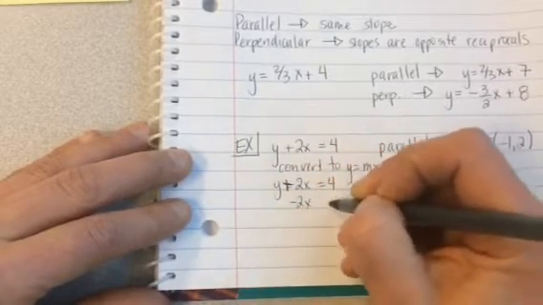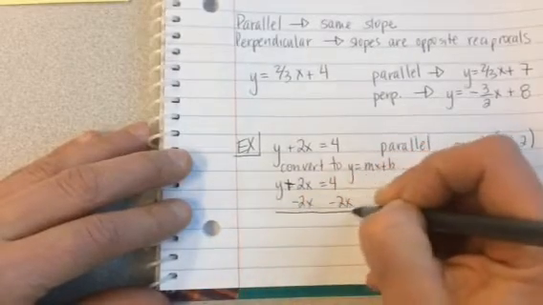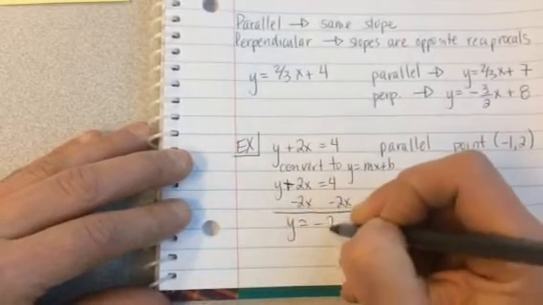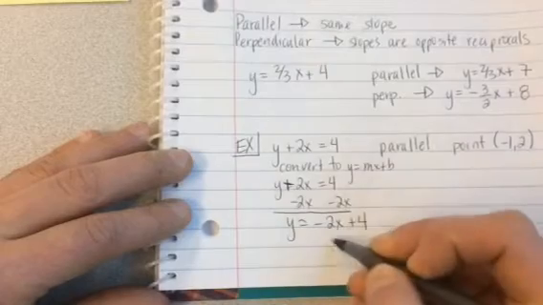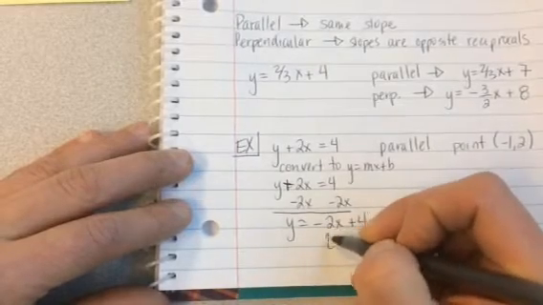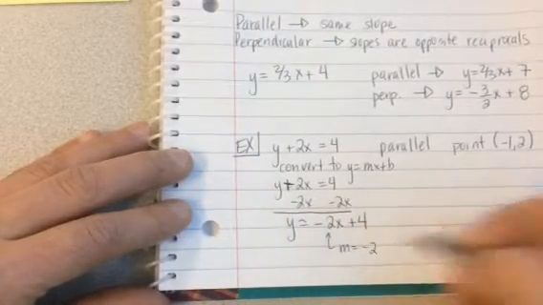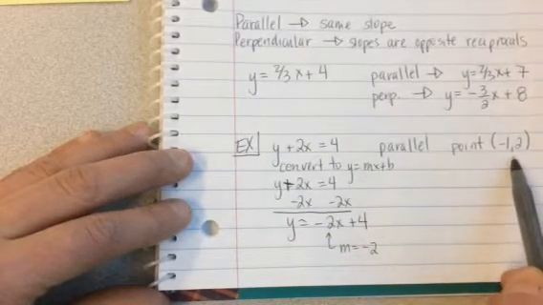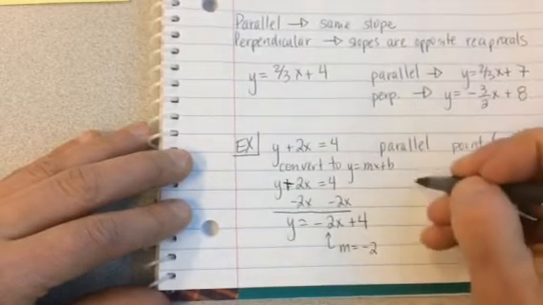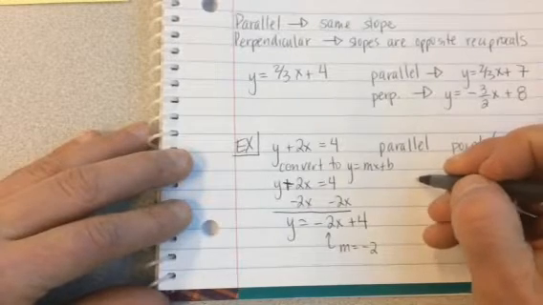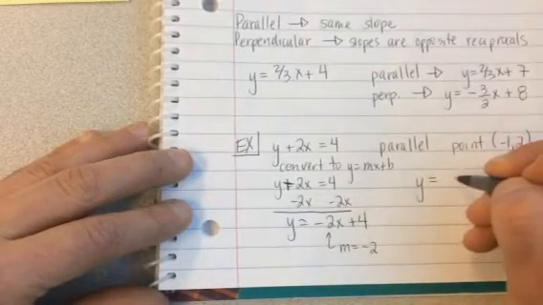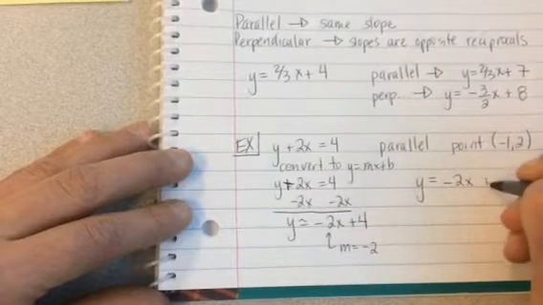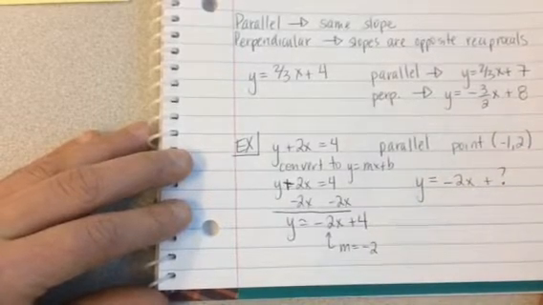By subtracting 2x from both sides of this equation. So now I've got y equals negative 2x plus 4. Here's the slope, negative 2. So my parallel line is going to go through this point. So we're going to have y equals negative 2x plus something.